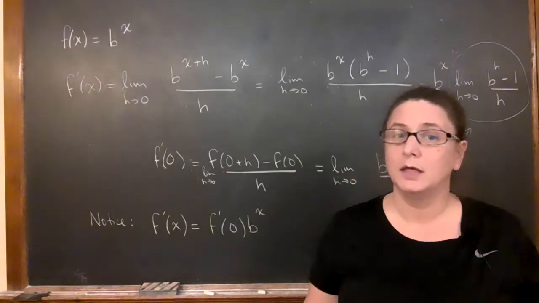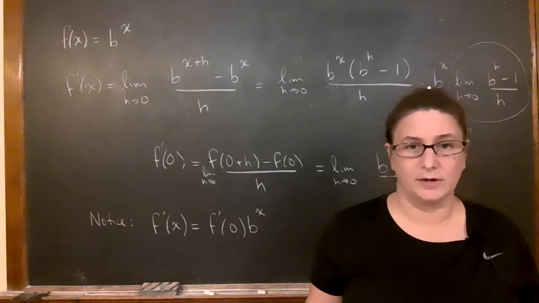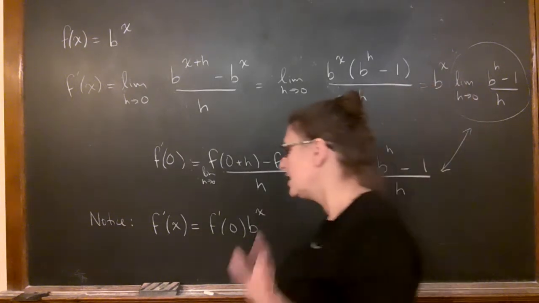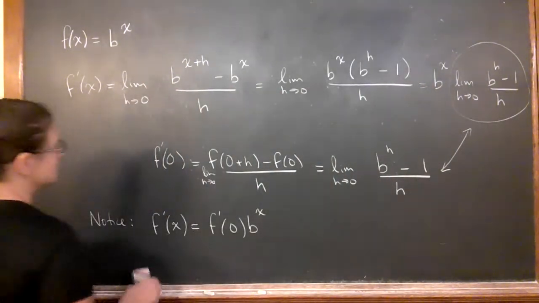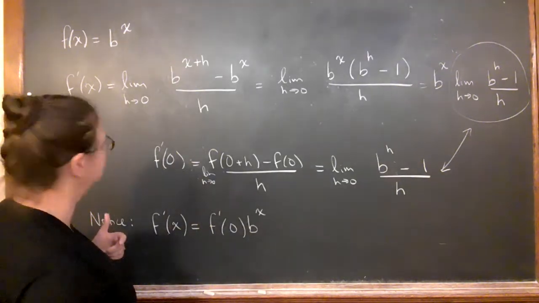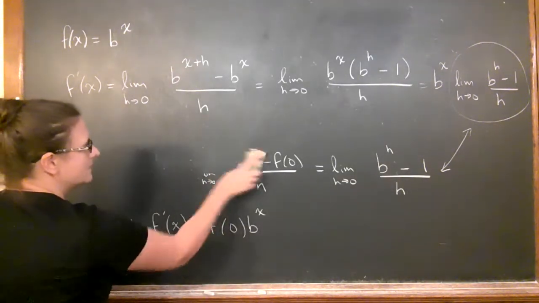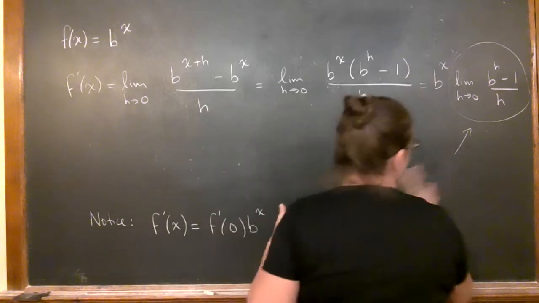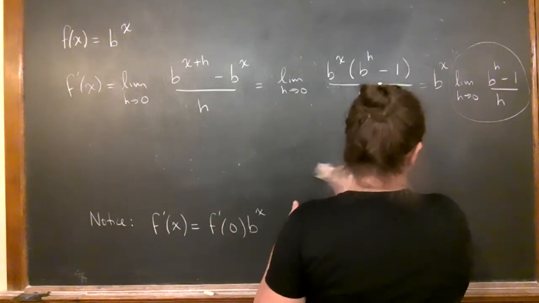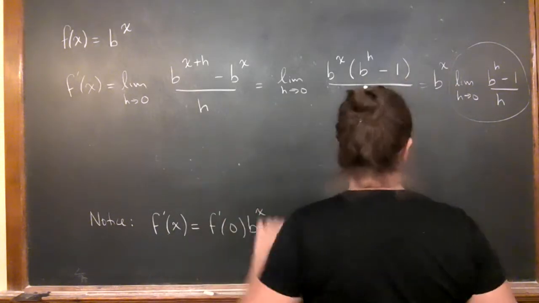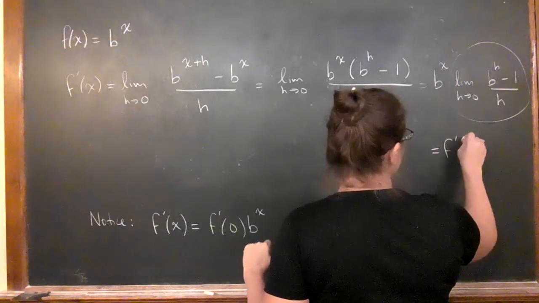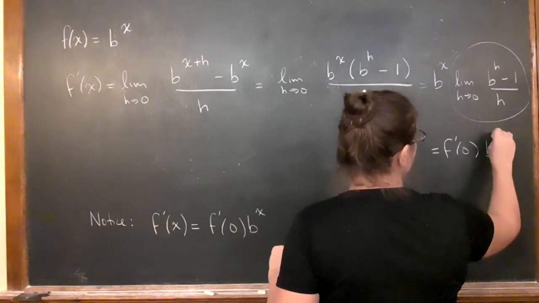Okay? So you're like, okay, well, what does that help me? Well, if you remember what we talked about way back, before I go there, let me just rewrite this up here, and then we'll have this space. So this is f prime of 0, b to the x.